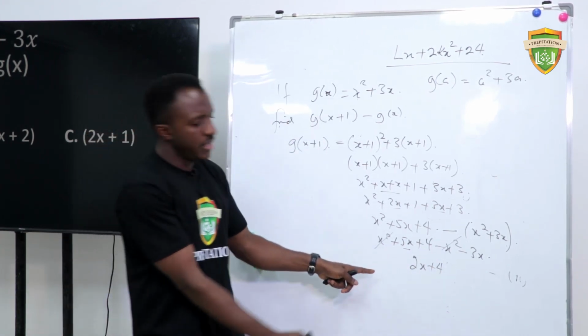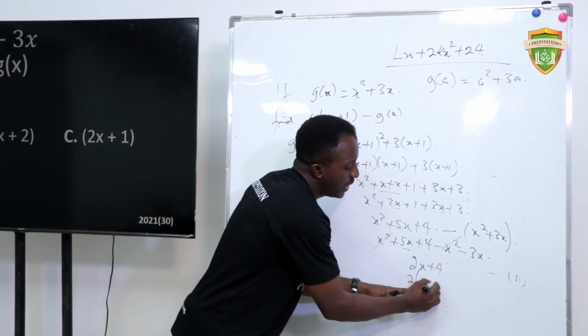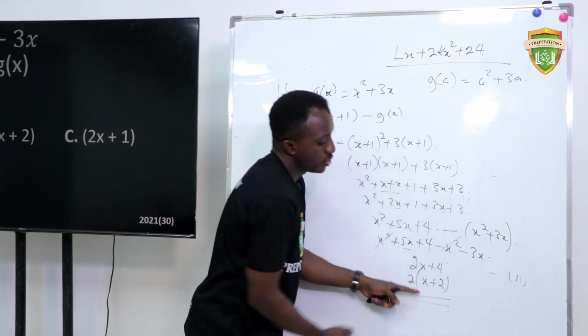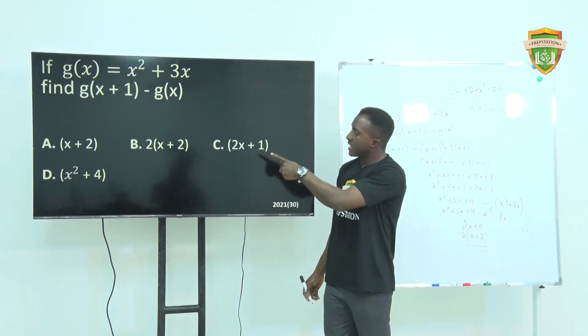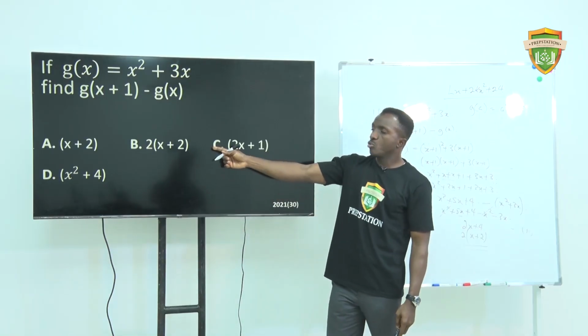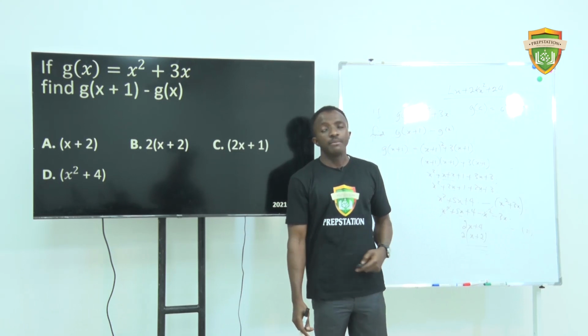We can factorize this. 2 is a common factor. We're left with x plus 2. So that is the answer. The correct answer is option B: 2 into bracket x plus 2.